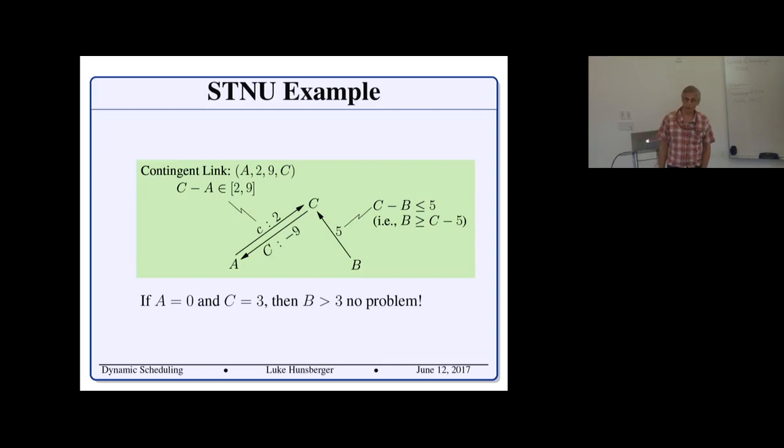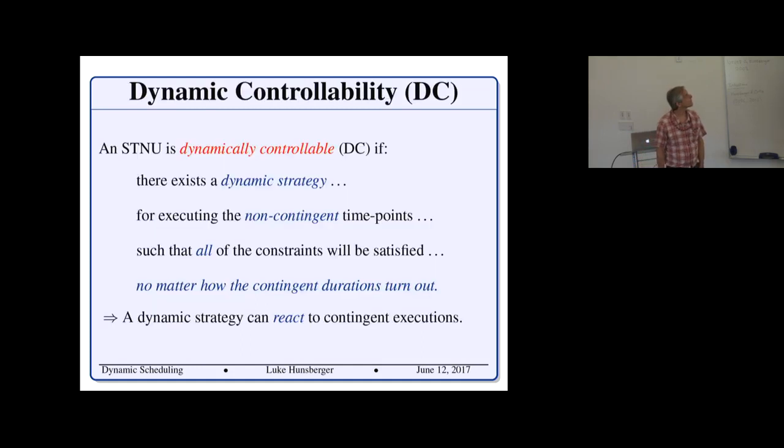So if contingent links happen to execute early, some constraints will go away. Instead of talking about the consistency of an STN, we talk about the dynamic controllability of an STNU. So a dynamically controllable STNU, well, it gets a little complicated. We're not just looking for a solution. Instead, we want a strategy, a dynamic strategy.